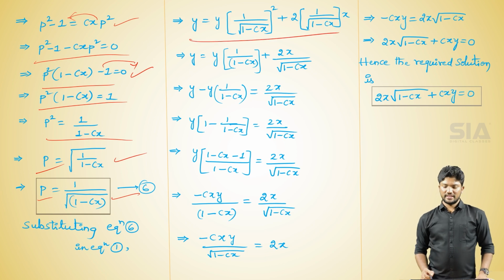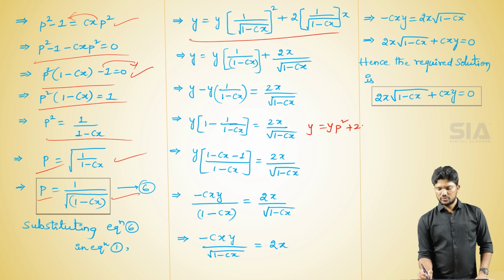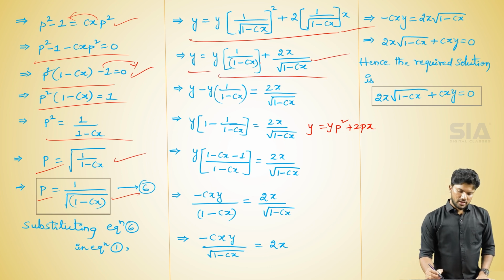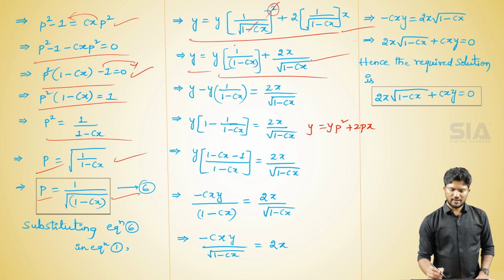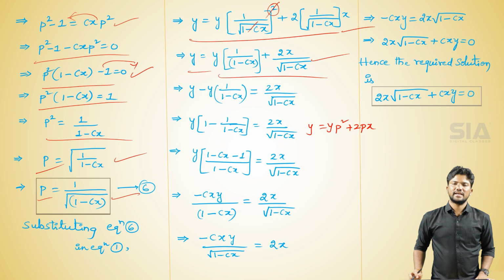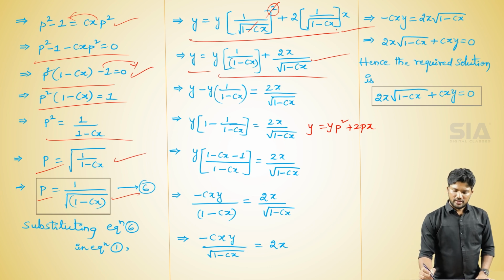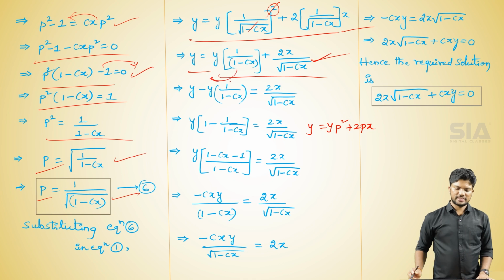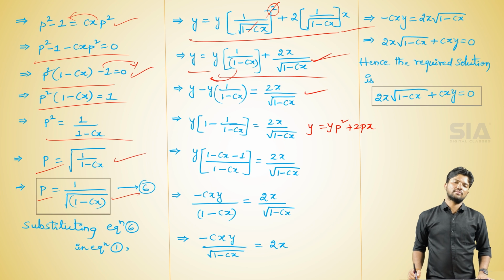What is equation number 1? Y is equal to y p square plus 2 into p x. Wherever you have p, substitute from equation number 6 and simplify. Y is equal to y into, when you square, the square root gets cancelled, y into 1 by (1 minus cx) plus 2x by root of (1 minus cx). Take this term to LHS: y minus y into 1 by (1 minus cx) equals 2x by root of (1 minus cx).